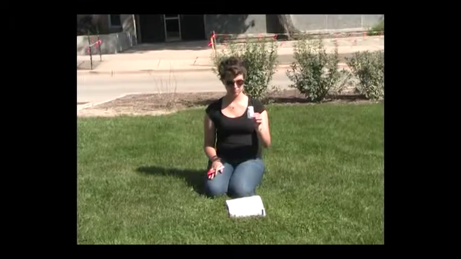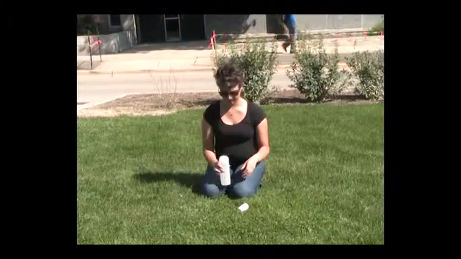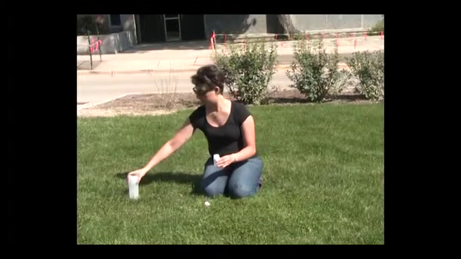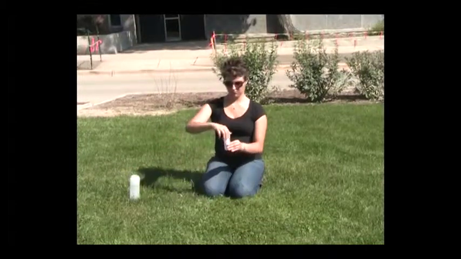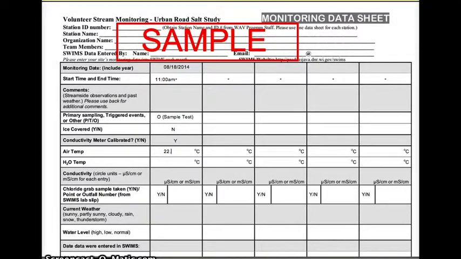Rinse the lab bottle 3 times with stream water. Fill the ISCO sample bottle in the same manner as before and pour from the ISCO bottle into the lab bottle. Cap the sample and set it aside. Record the air temperature in degrees Celsius on your data sheet.